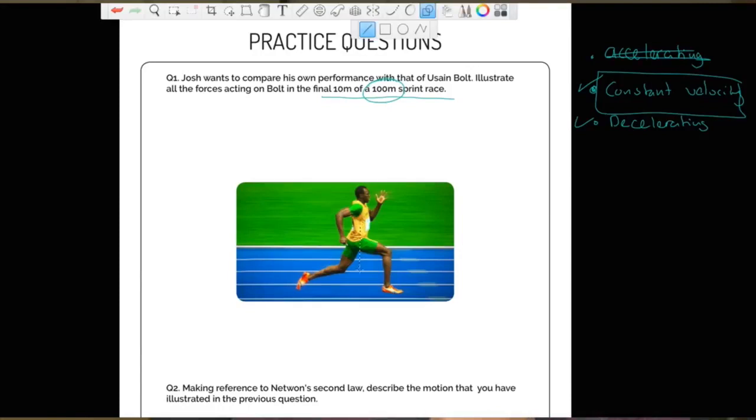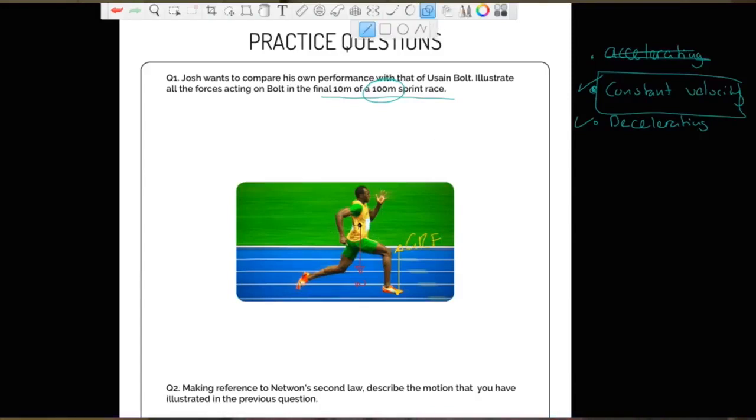We've got weight force acting down. There's our weight force. We've got ground reaction force acting up. So he's accelerating neither upwards or downwards. So there's my ground reaction. So 0 net vertical forces. There's my GRF.